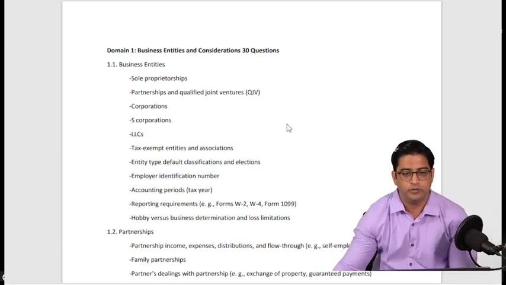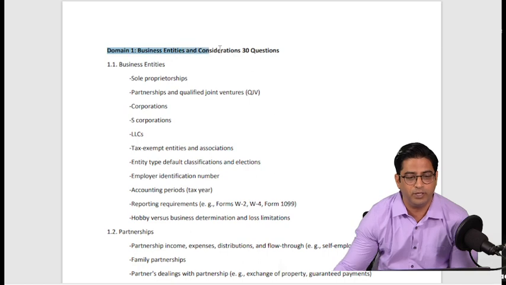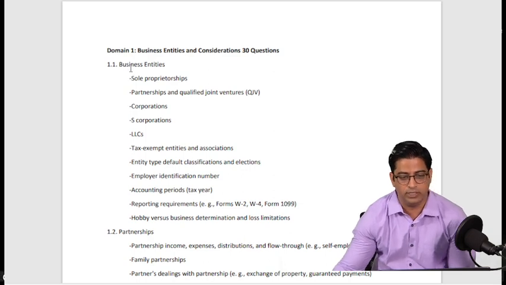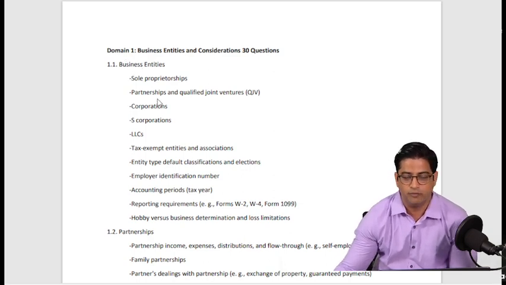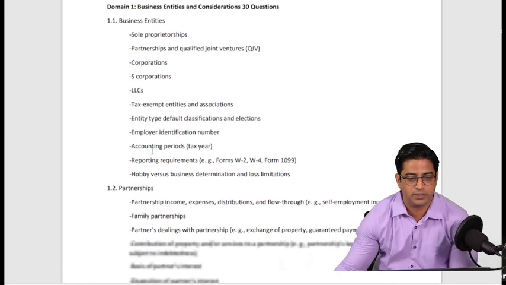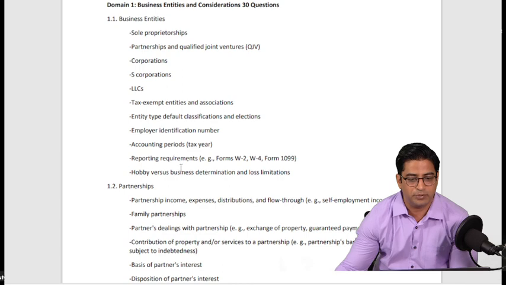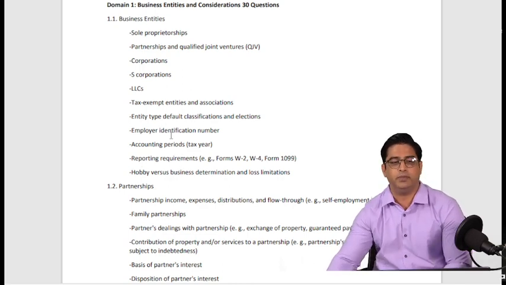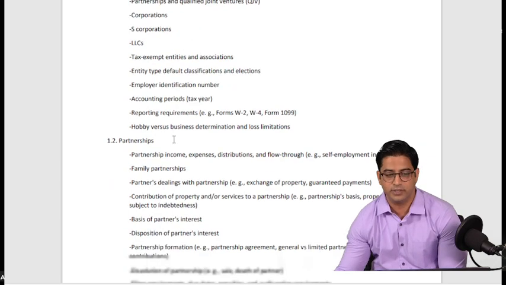Okay. So as you can see, we have domain 1, business units and considerations. We have 30 questions. As part of part 2, the first chapter covers whole business entities. What are sole proprietorships? What are partnerships, corporations, S corporations, LLCs, and what are tax exempt organizations, and what are the reporting requirements that we need to do as part of business entities.